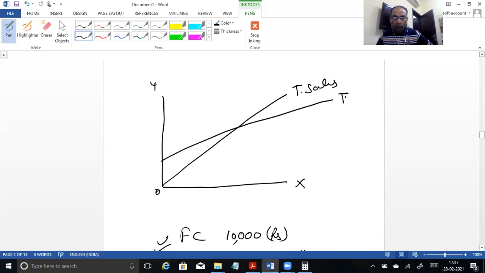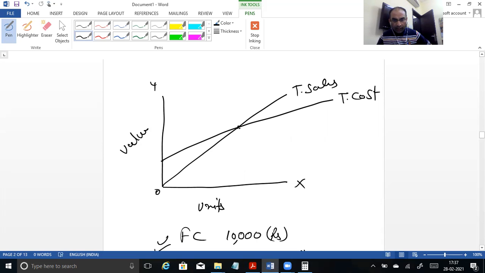So this is your total cost. Now, what we told you previously, where total sales is equal to total cost, that point is called the break-even point. So this is a point where our total sales and total cost are equal. This side is units and this side is value.